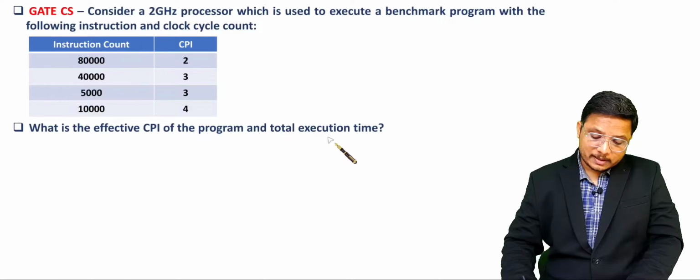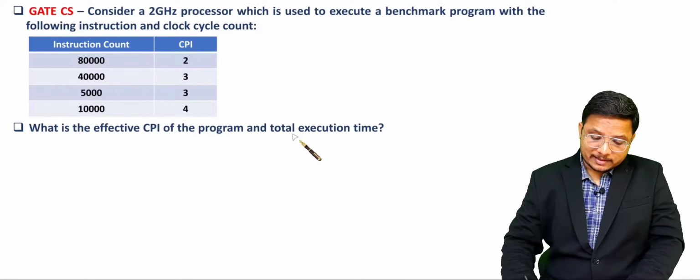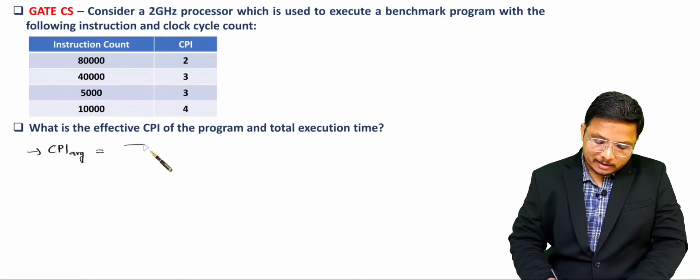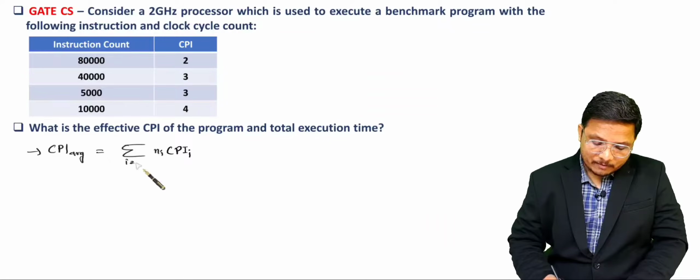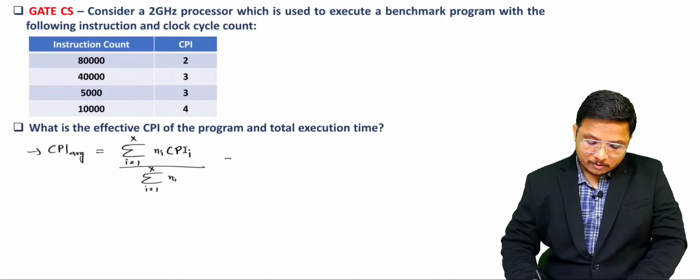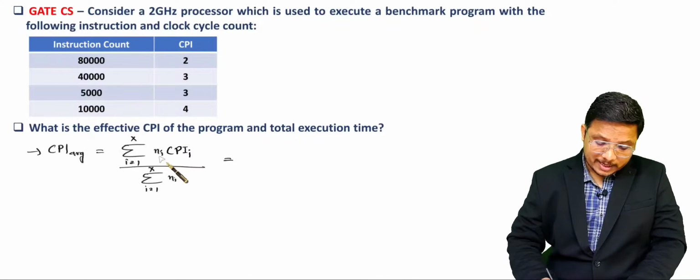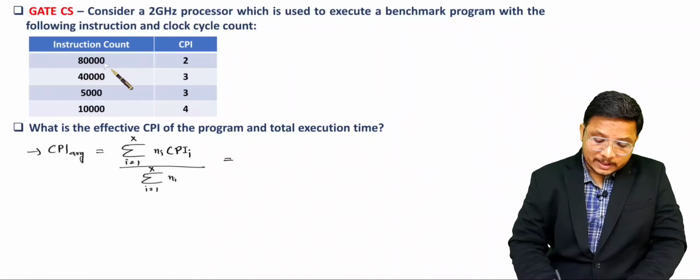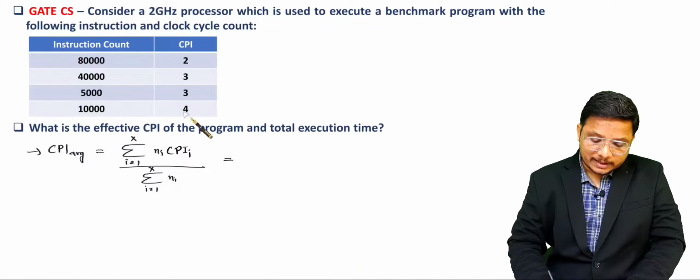So here, my dear students, first of all you need to calculate average CPI over here. When you want to calculate average CPI, you should know the basic formula of it: summation of Ni CPI where i varies from 1 to x, divided by summation of Ni where i varies from 1 to x. Now just substitute the values. So here summation of Ni CPI will be 80,000 into 2, plus 40,000 into 3, plus 5,000 into 3, plus 10,000 into 4.